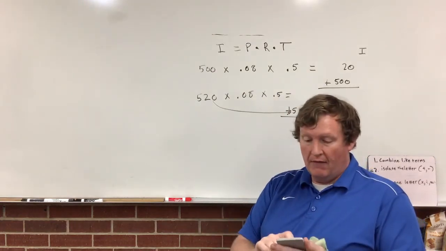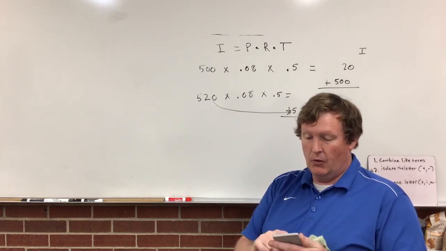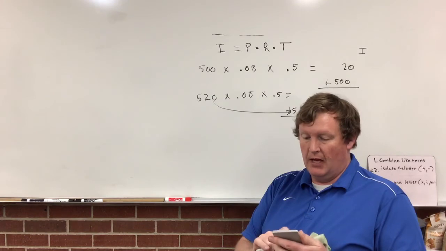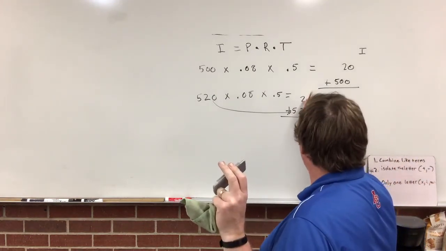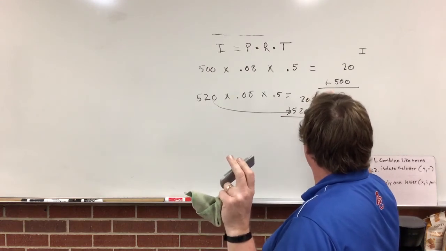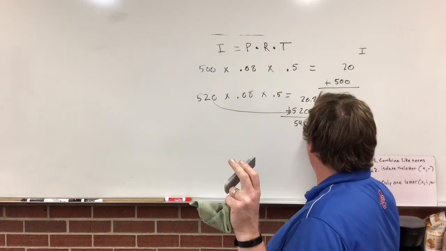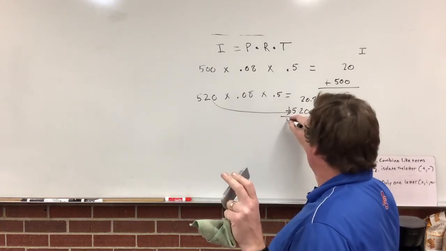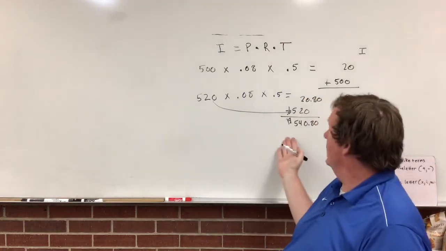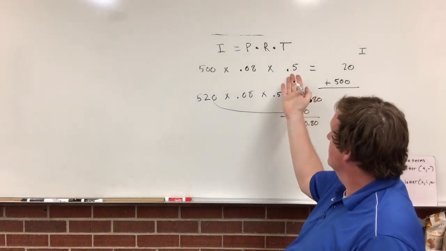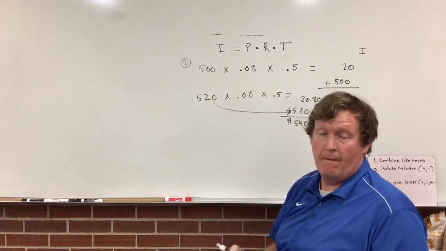Okay, so now I've got 520 times 0.08 times 0.5, which gives me $20.80. So when I add that together, I get $540.80. Okay, that's how we get the answer to number 2. There's number 2's answer right there.